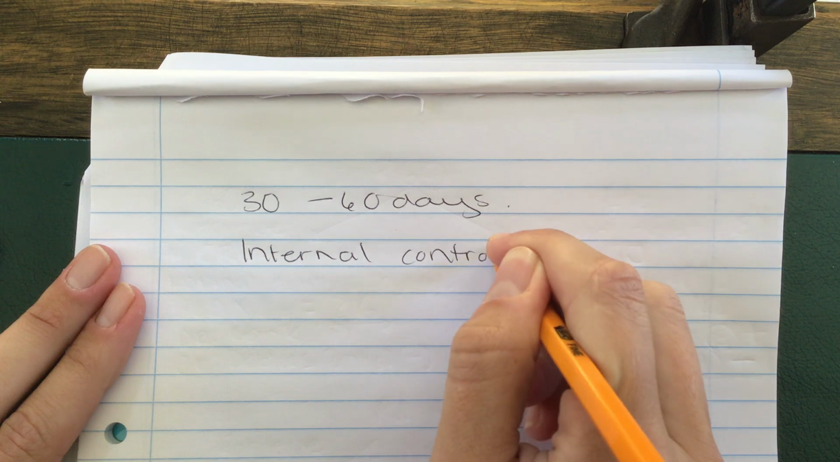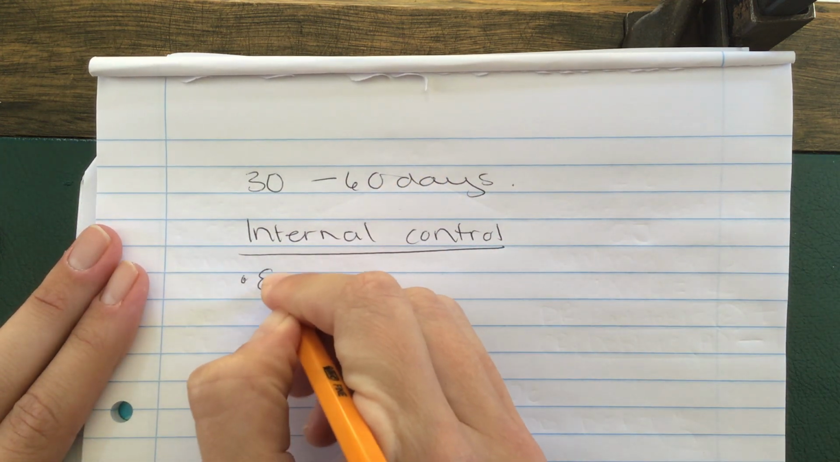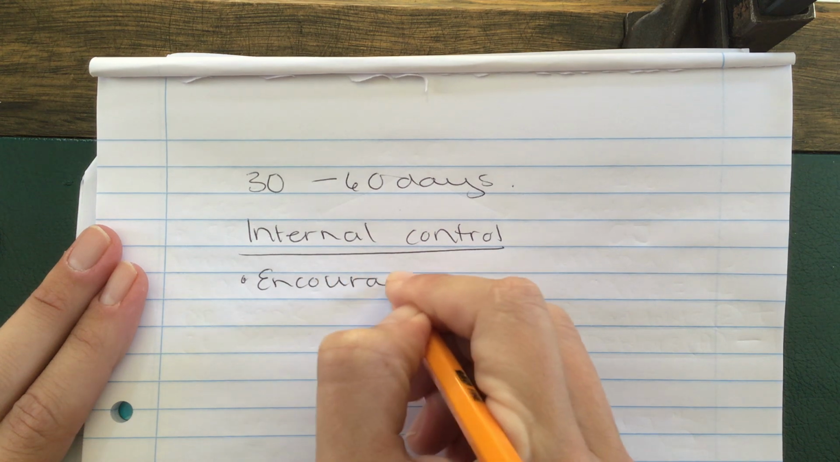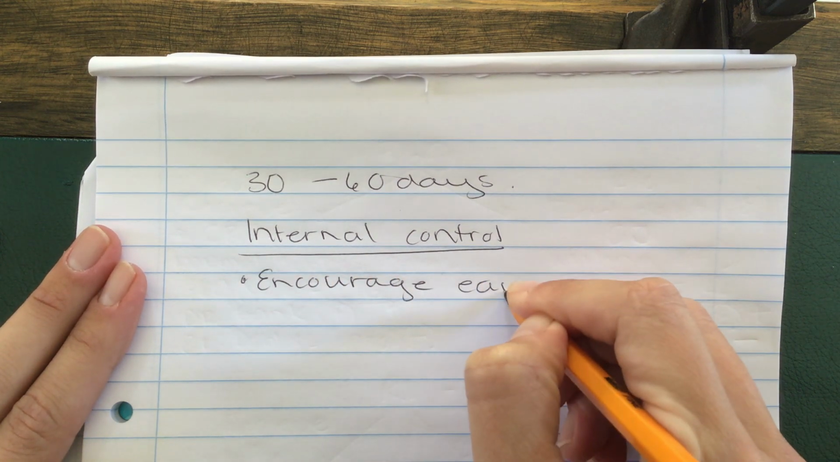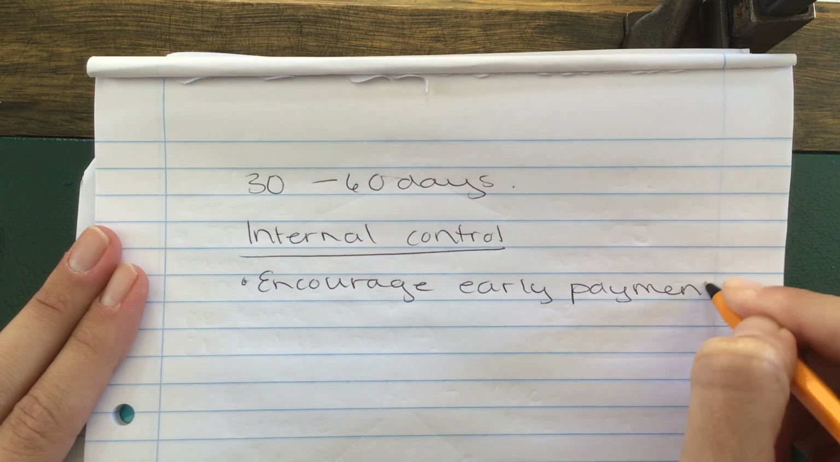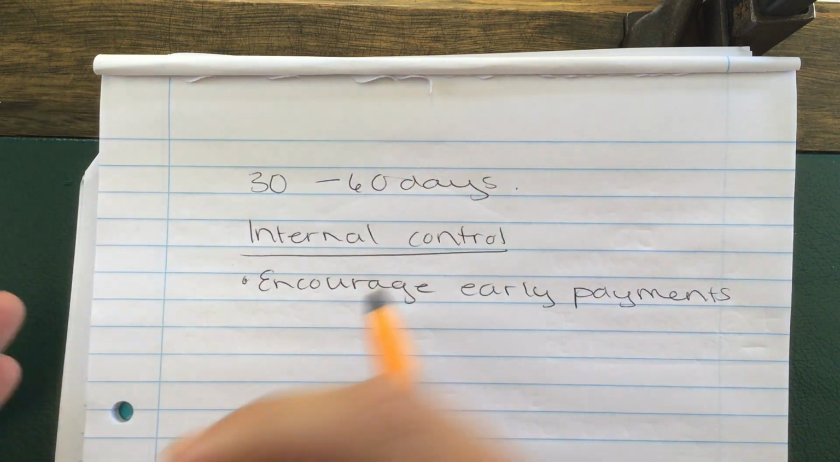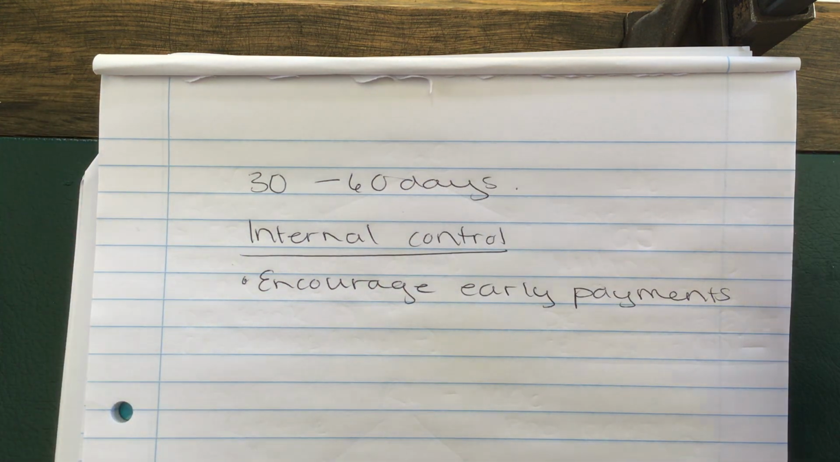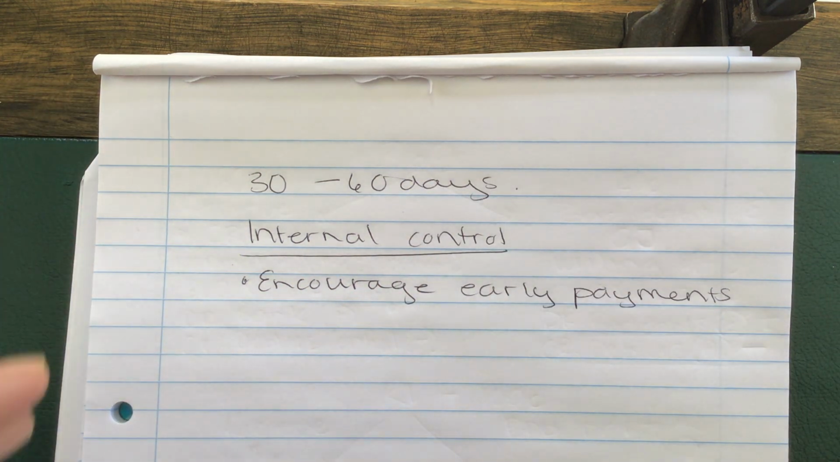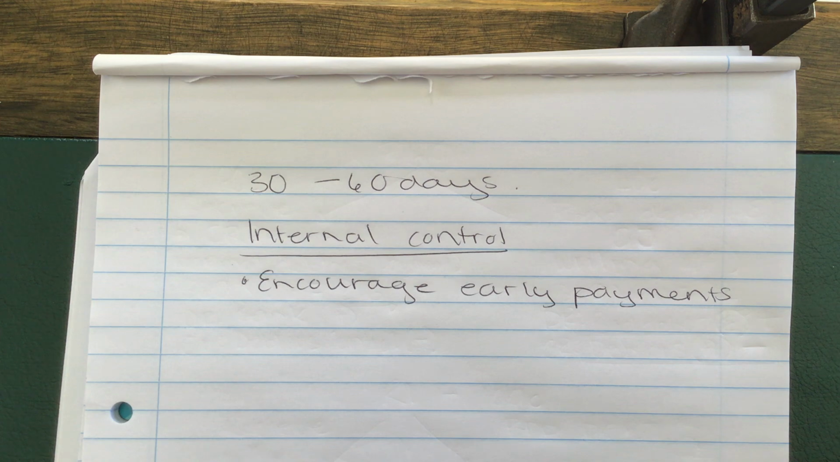And internal control on debtors is used in order to encourage early payments from debtors, okay? So to really try and get them to pay between 30 and 60 days. We really don't want them to take longer than that, because we need the cash from our debtors so that we can pay back our creditors. So we really need them to pay back quite quickly.